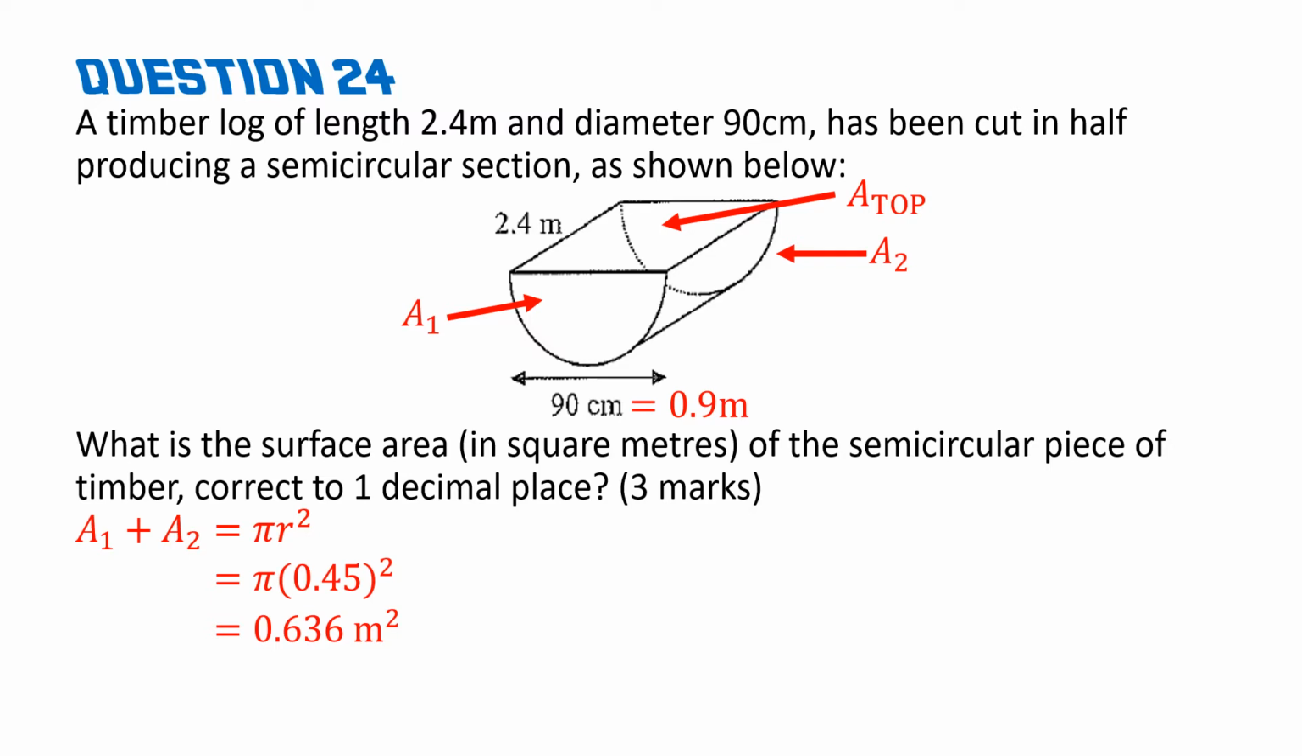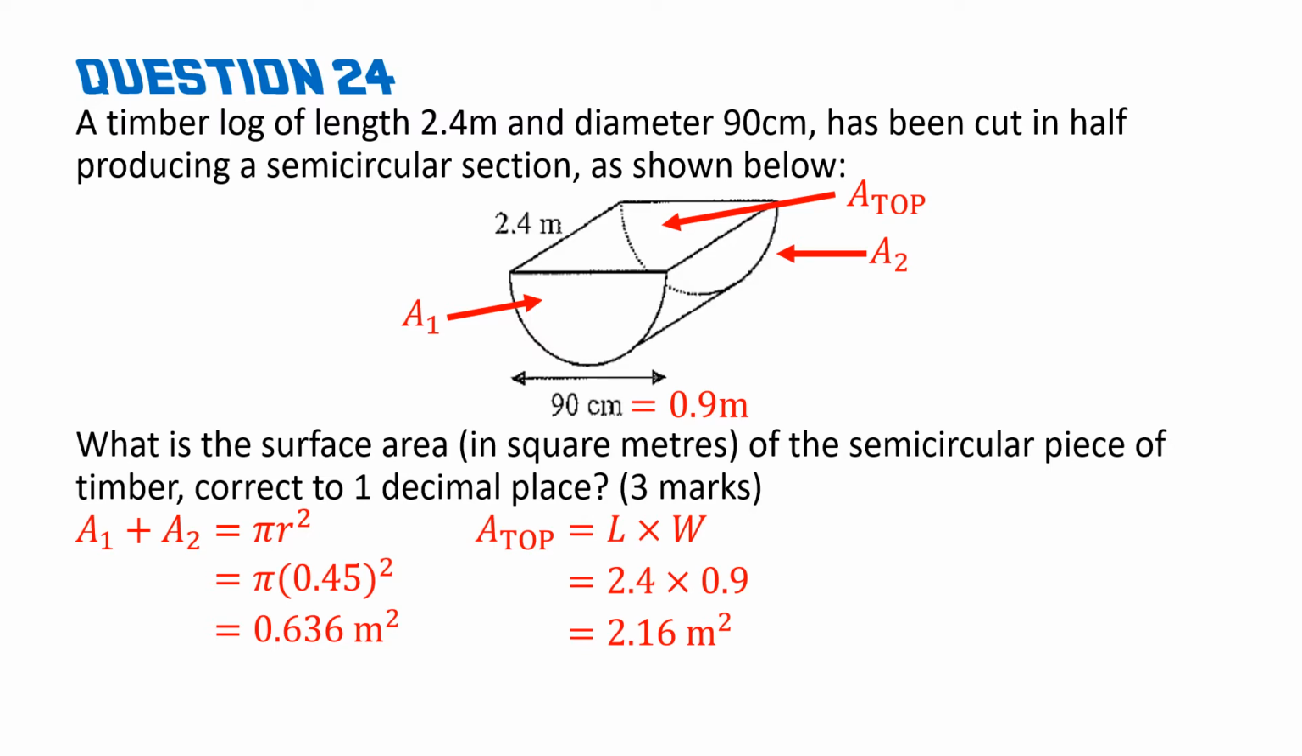So that's just a nice rectangle. So it's going to be length times width. So our length is going to be 2.4 metres and our width is going to be 0.9 metres. Plugging them into a calculator, the area of the top is 2.16 metres squared.